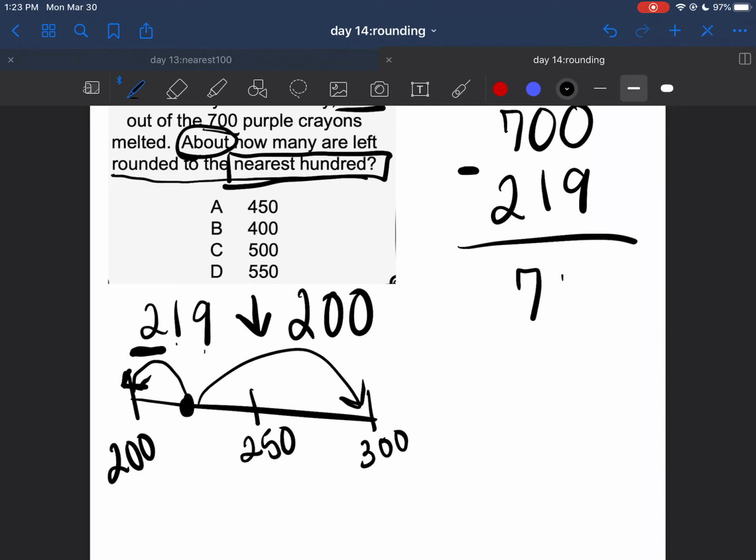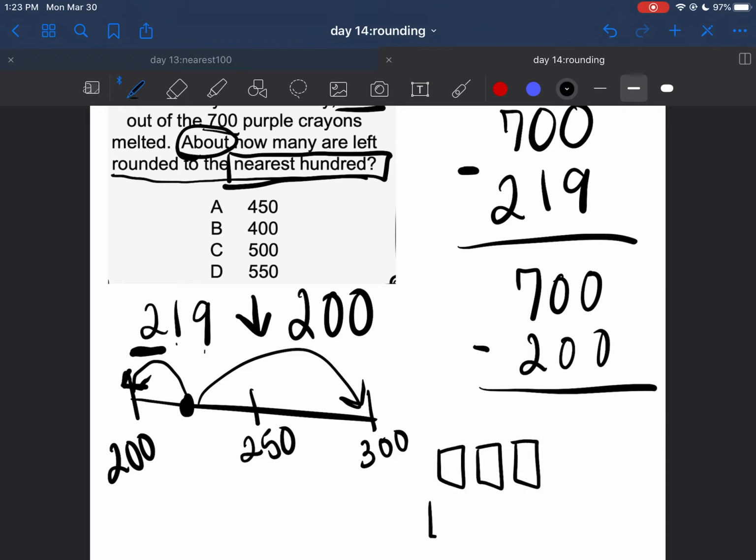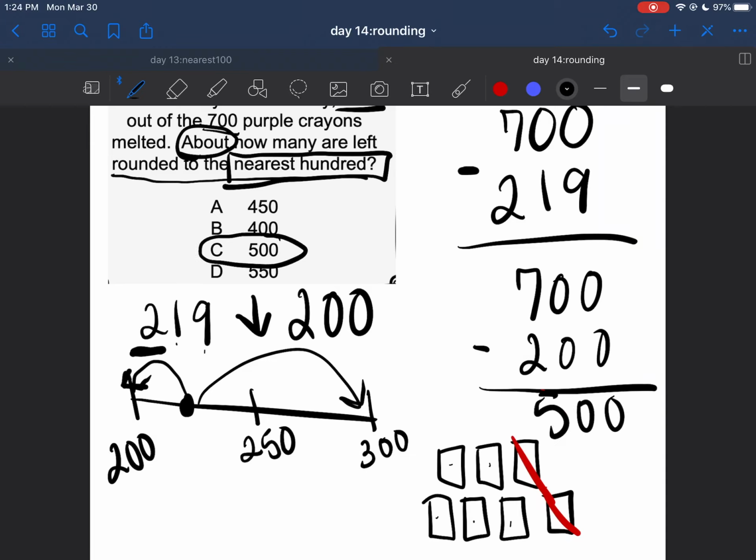Now we can do 700 minus 200. I'm going to draw 700s. 1, 2, 3, 4, 5, 6, 7. And I'm going to take away 2. 1, 2. How many hundreds are left? 1, 2, 3, 4, 5. So my answer is 500.